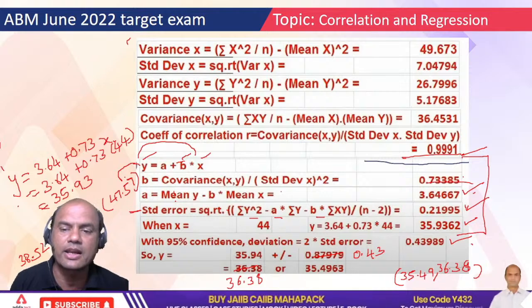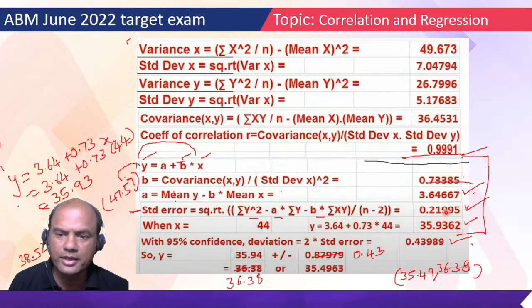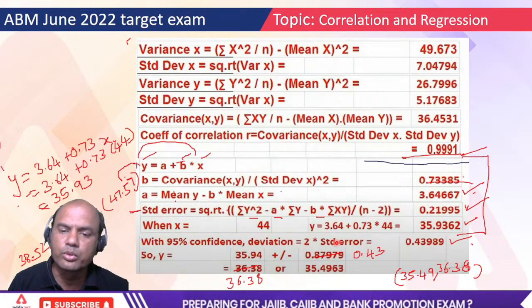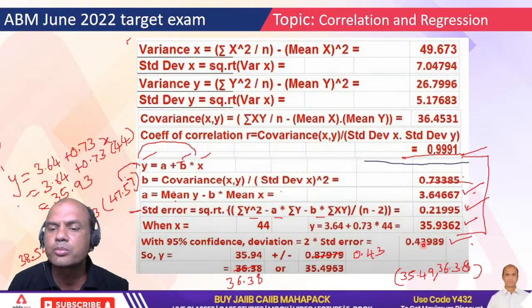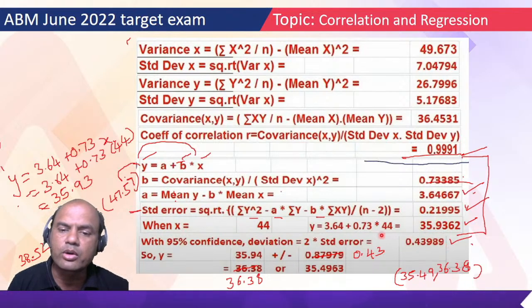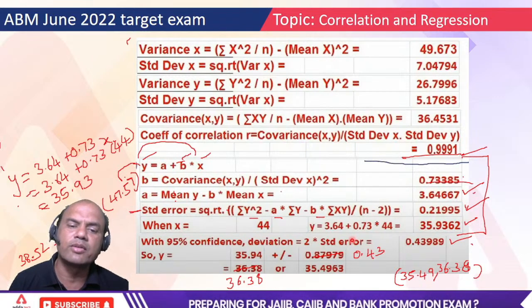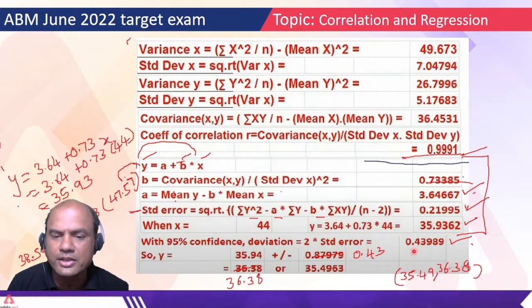So what is the standard error? I have just now got it, 0.22 roughly. So 2 into 0.22 comes to 0.43 or 0.44. Right? 0.44. Now I have got 2 standard errors. So what have I to do? Plus or minus. So y equals 35.93 plus 0.44, and y equals 35.93 minus 0.44.